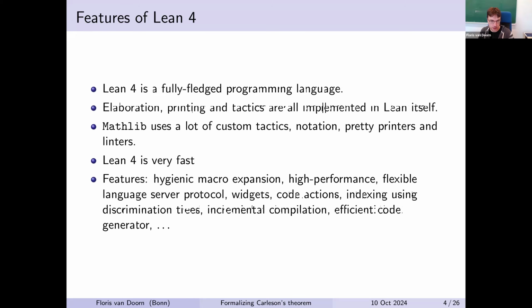Mathlib also uses quite a lot of these features. It defines its own custom tactics for domain-specific reasoning or useful reasoning steps. It defines a lot of notation and pretty printers. And it also has quite a lot of linters. For example, these can be syntactic linters, such as flagging a long line, but also semantic linters, things that ensure that Mathlib as a whole coheres.